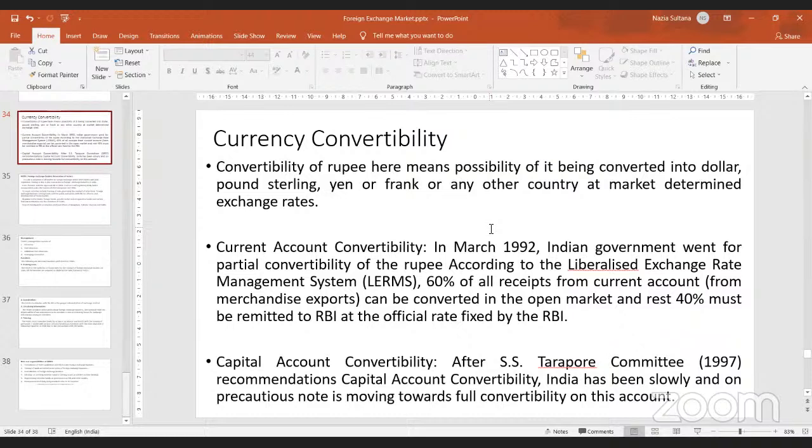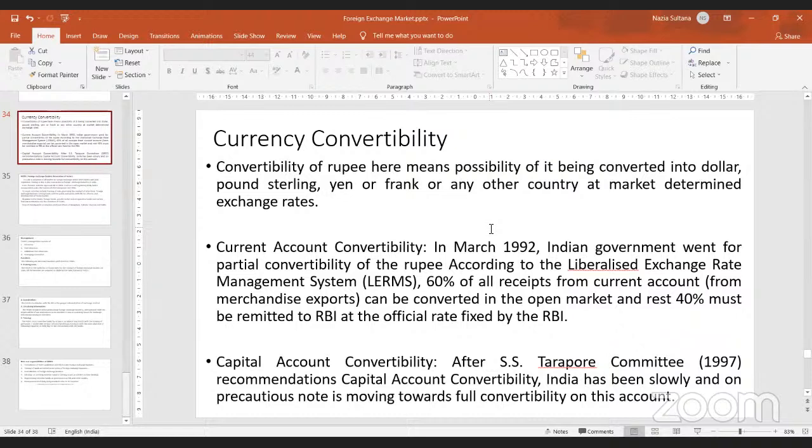So if I tell that I'm a manufacturer of spices and I'm selling spices to foreign countries and I am making $1 million in the international market, RBI and the central government will not permit you to convert the full $1 million into Indian currency. You can convert only 60% based upon the exchange rate. The remaining 40% will be based upon the rate as given by the Reserve Bank.